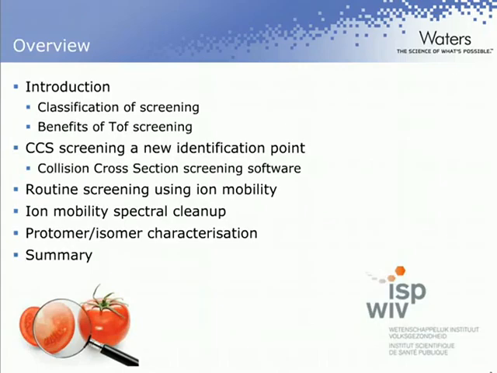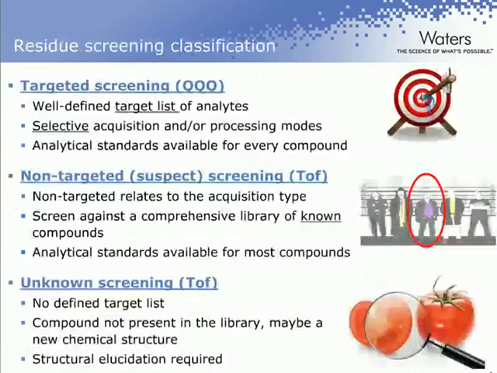So, as an overview for the presentation, as a brief introduction, we'll look at the classification of screening and benefits of TOF screening. And we'll look at collision cross-section screening as a new identification point. And I'll introduce the collision cross-section screening software that's being used. We'll also see how that ion mobility can be used to perform routine screening and the benefits of spectral cleanup that can be obtained, as well as the unique proteomer identification. And then finally, I will give a summary of the presentation.